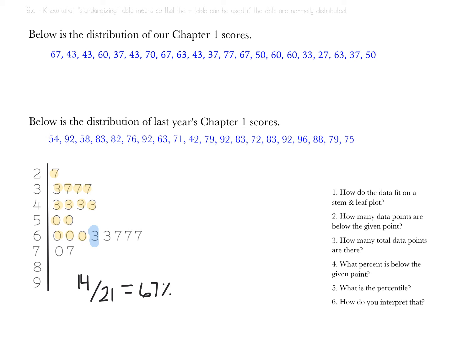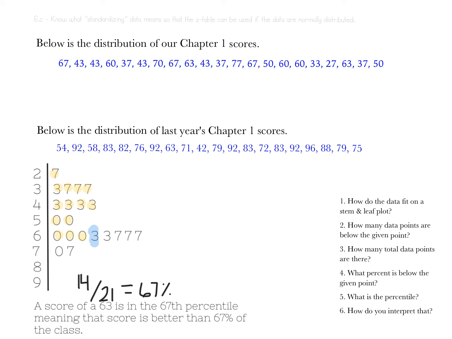So what is the percentile? And how do we interpret that? So a score of a 63 is in the 67th percentile, meaning that score is better than 67% of the class. So go ahead and pause the video, and I'd like you to go through the same process but with last year's Chapter 1 scores and see how a 63 does compared to last year's students.